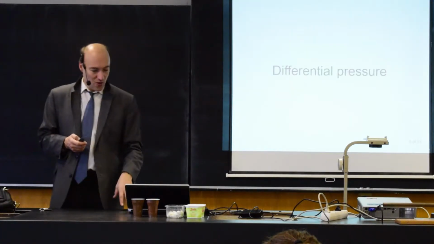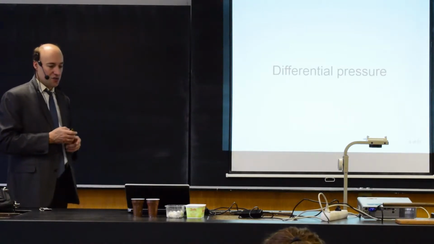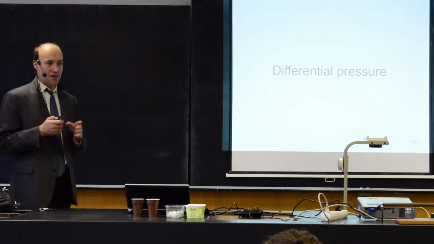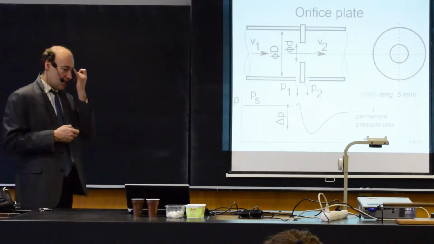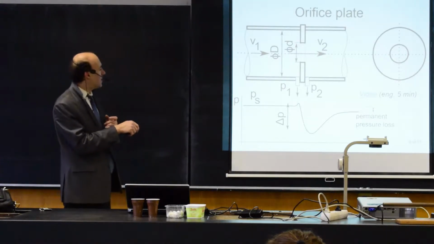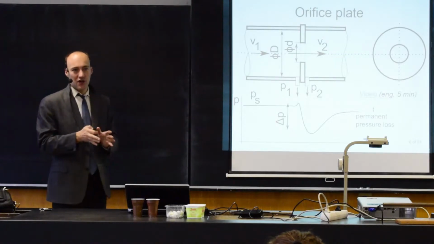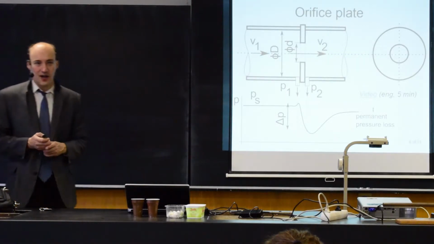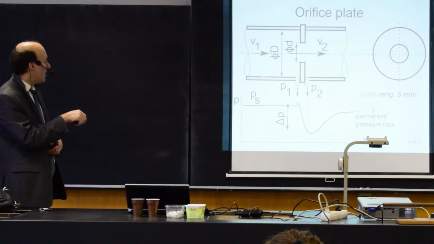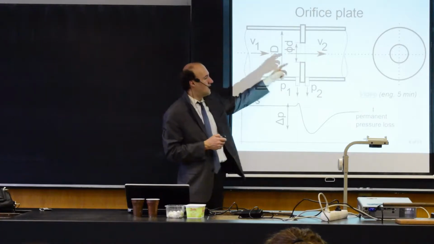So let's start with the differential pressure gauge, which is based on a measurement of differential pressure in front of and behind some object. Let's imagine we have an orifice plate. An orifice plate looks like this. It's a sheet of metal with a hole in the middle, and you install that in a pipe like this. So the flow goes from the left to the right.